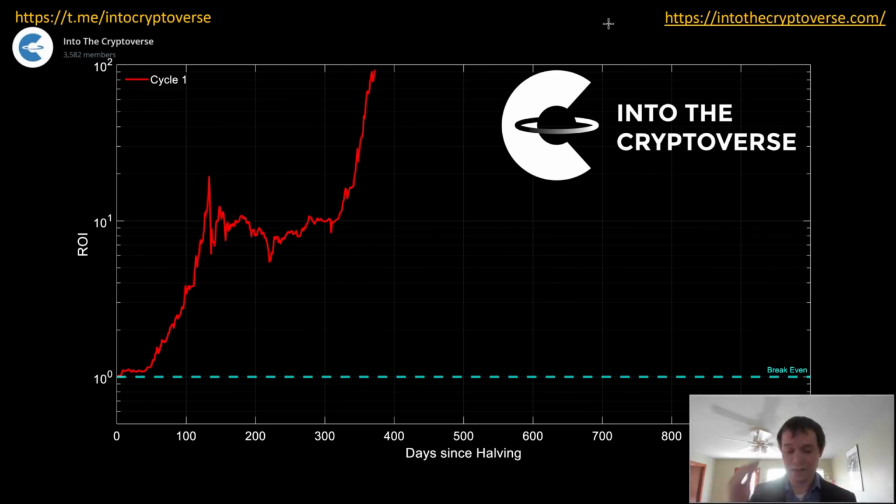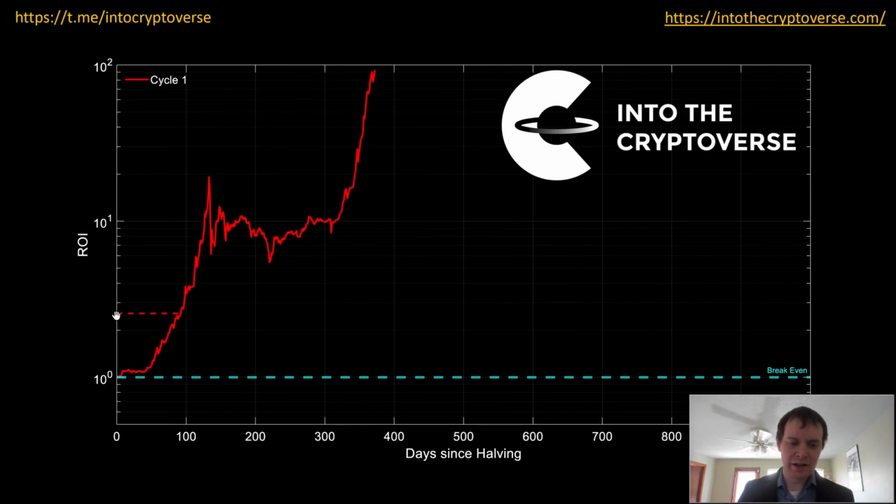This is since the halving, and it took place in about a year. You can see it's around 360, 370 days. So in this market cycle, your return on investment would have been remarkable. You would have seen almost 100x in about a year, had you bought at the first halving.